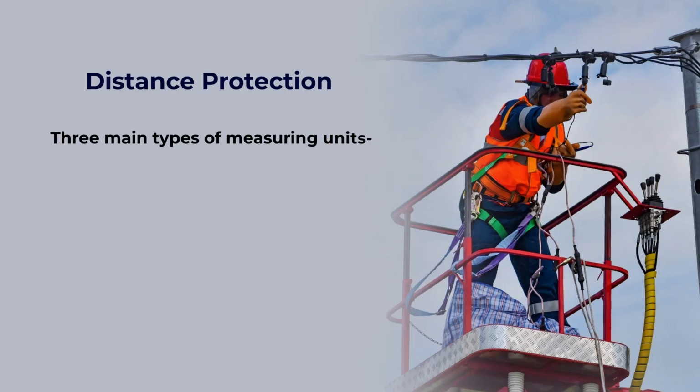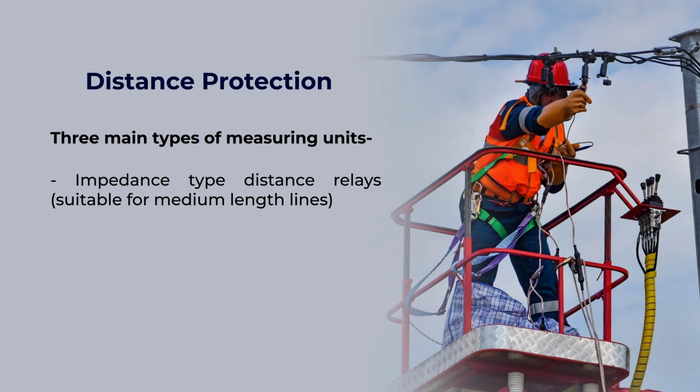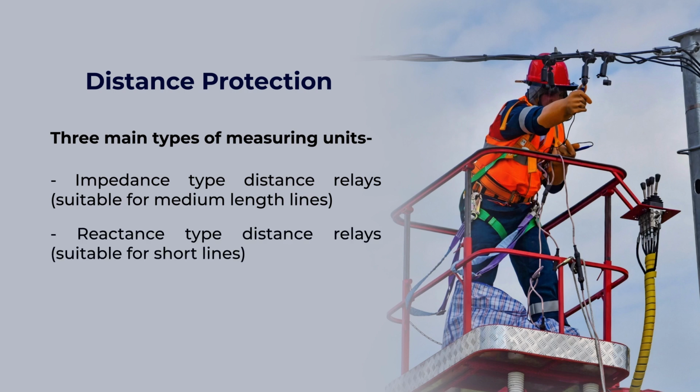When the length of an overhead transmission line is up to about 50 km and the line voltage is comparatively low, it is usually considered a short transmission line. For protection of a short transmission line, a reactance type distance relay is used. When the length of an overhead transmission line is about 50 to 150 km and line voltage is greater than 20 kV to less than 100 kV, it is considered a medium transmission line, and the suitable distance relay for a medium transmission line is the impedance type distance relay.